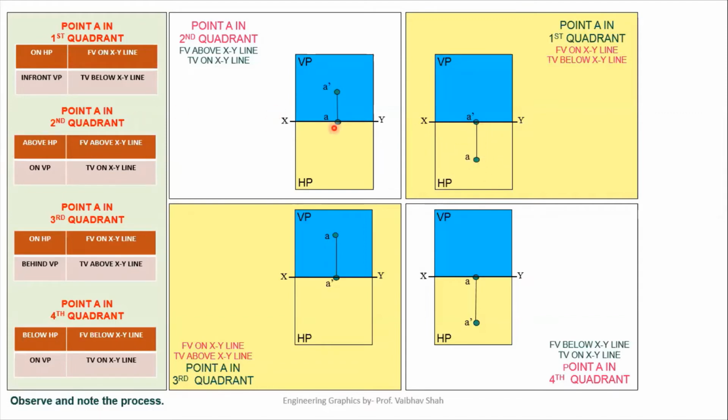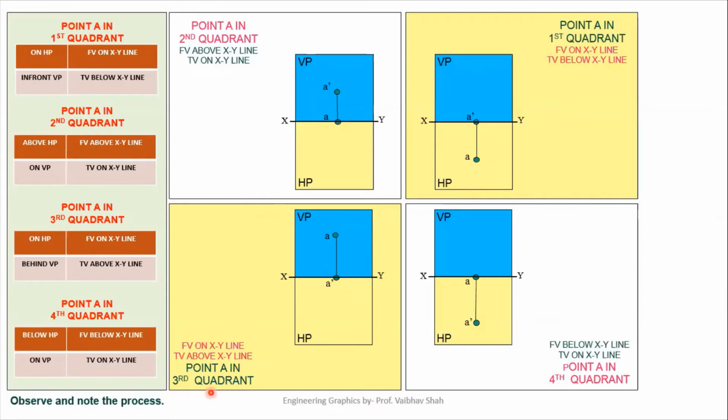Now for second condition, point A is in second quadrant. In this case, the point would be above HP and on VP. So we'll get as answer front view above XY line, that means A dash above XY line, and top view on XY line. Top view means point A on XY line itself. So we'll first draw our XY line and plot point A on XY line as it is said. And second, front view above XY line, so we'll plot A dash above this XY line.